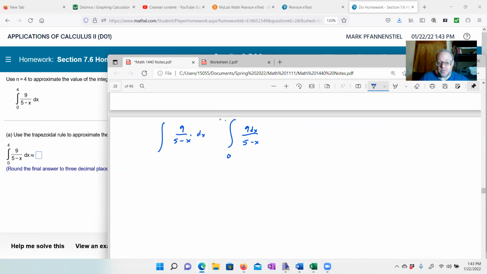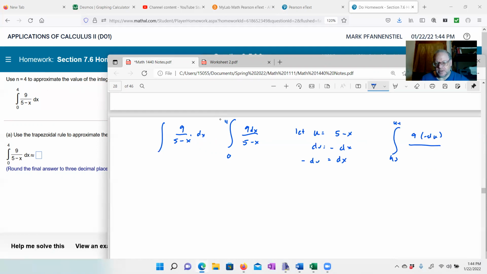Okay, so 0 to 4. What if we just wanted to integrate this thing? We'll do part C first. Let u equal 5 minus x, and du equals negative dx, so dx would equal negative du. When I go to integrate 0 to 4, we'll change the limits to u. So we have 9 dx equal to negative 9 du.